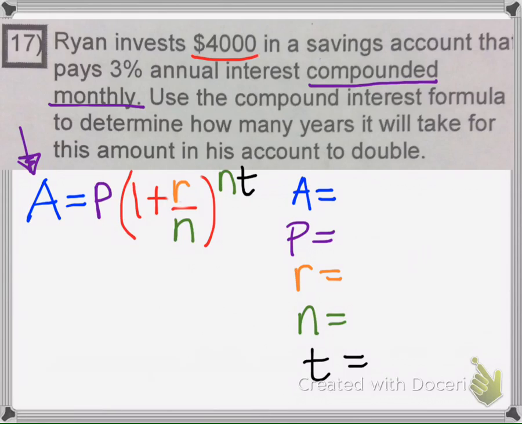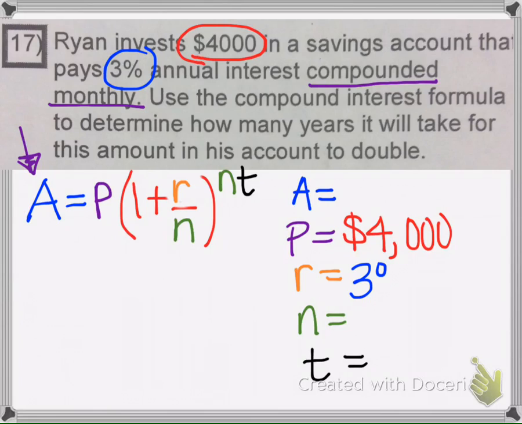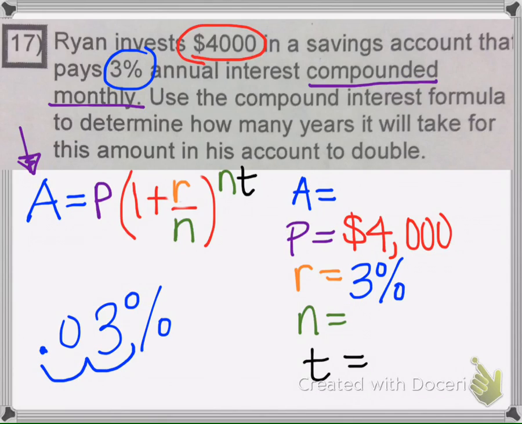First of all, it says Ryan invests. That means he starts with $4,000. So that's the principal amount. And it says it pays 3%. So our rate is 3%. But 3% as a decimal, we have to move the decimal over twice, is 0.03.